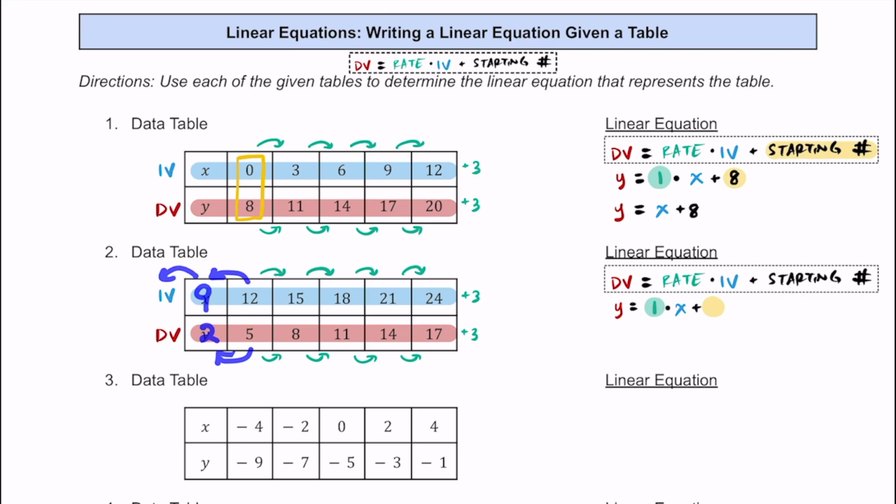If we decrease by 3, that's 6. Decrease by 3, that's going to be -1. Decrease by 3, that's going to be 3. Decrease by 3, that's -4.